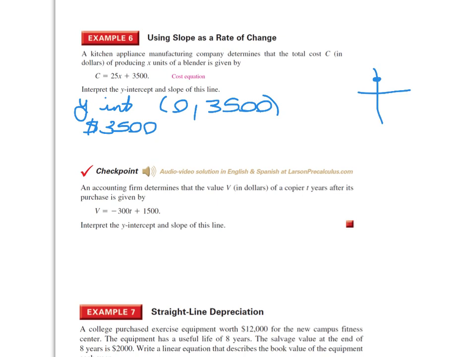You haven't even made anything yet, because your X is telling you how many you made. Now, as for the slope, it is 25. So what the slope is telling you is that the cost of producing each unit is $25. So it's $25 per unit. That's what the slope is.